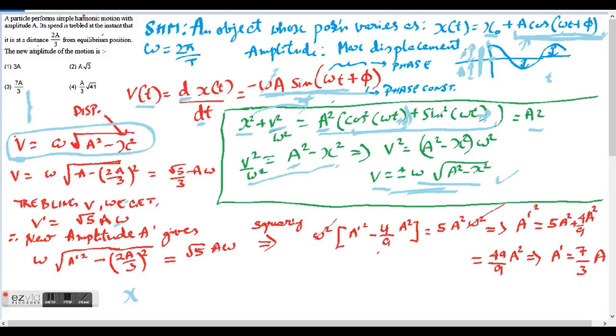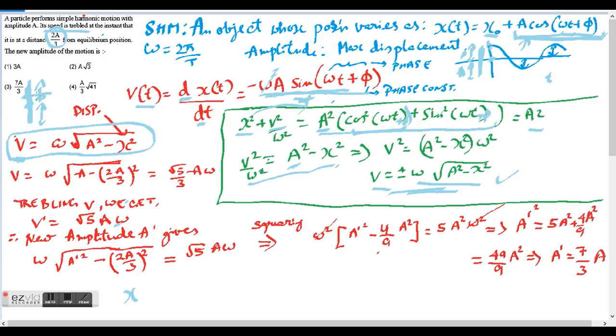So what happens is that at a distance of 2a by 3, let's say this is the equilibrium, and this is its amplitude, and it is at this position, 2 by 3 of a, that's what the question says, right? Let's say approximately it's here. What's done to it? Its speed is trebled, which means its speed is made 3 times what it is right now.